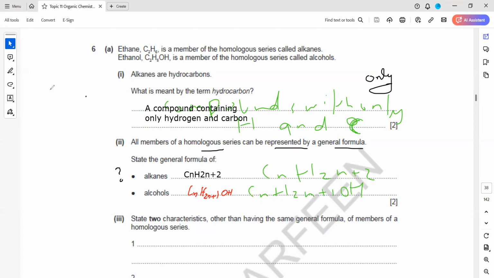Or you can also write CnH2n+2O. This is also correct. But using this way, we can recognize alcohols as well. That's why we prefer CnH2n+1OH rather than this one.